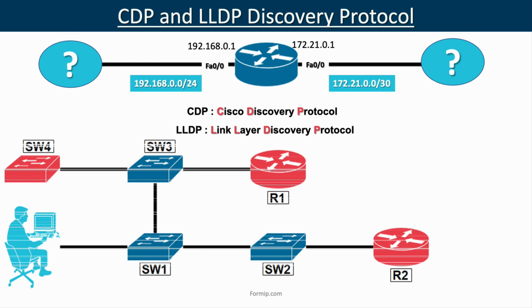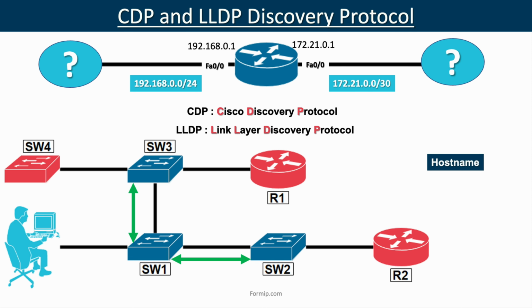This image shows an example of how CDP exchanges information with its neighbors who are directly connected. The admin who connects to switch 1 will be able to see the devices that are directly connected to him, provided that CDP is enabled on their interfaces. CDP is able to harvest from its neighbors their names, their IP addresses, and the identifier of their interfaces.